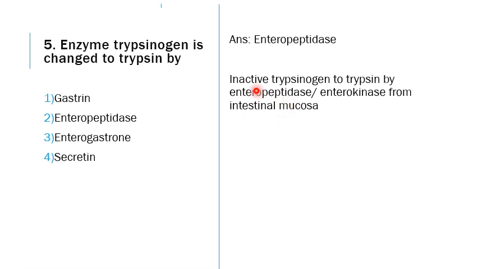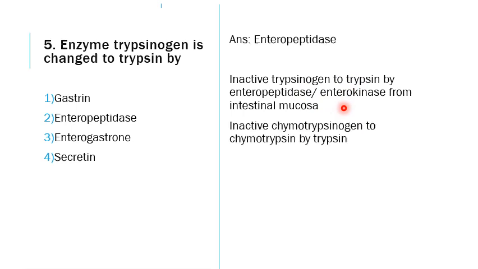The inactive trypsinogen is converted to trypsin by this enzyme. This trypsin then later converts the chymotrypsinogen to chymotrypsin. The same, like for protein digestion, the pepsinogen is converted to pepsin by hydrochloric acid in the stomach. This happens in the stomach, and the initiator for protein digestion in the stomach will be the hydrochloric acid. For here, that is in the small intestine, it will be the enteropeptidase.